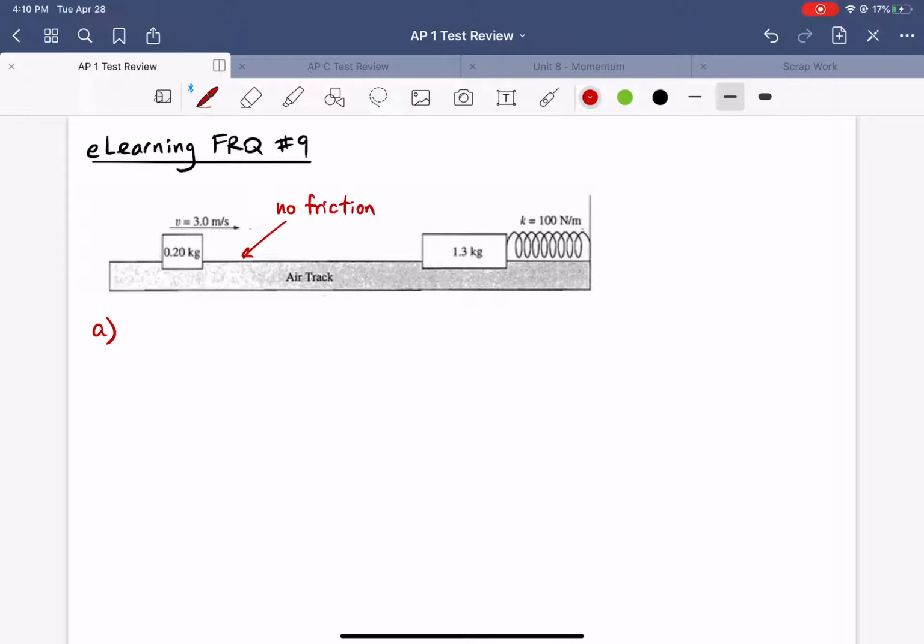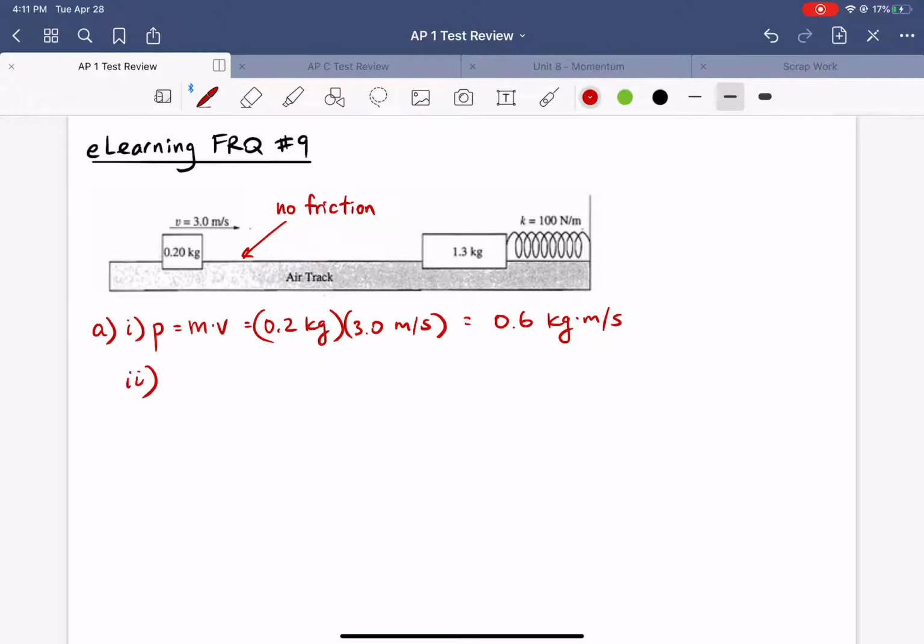So part A asks us to calculate the linear momentum and the kinetic energy of the block before the collision. So that's just as it's pictured up above. So the first part is the linear momentum. You want to remember that momentum is defined as mass times velocity. So it'll be 0.2 kilograms times 3 meters per second. So that gives a magnitude of the momentum as 0.6 kilogram meters per second.